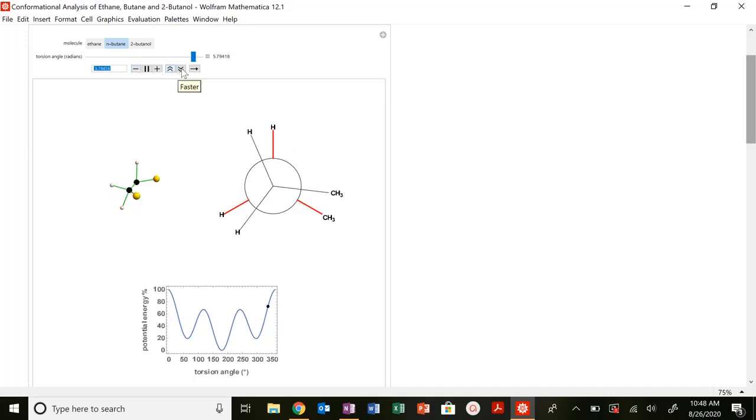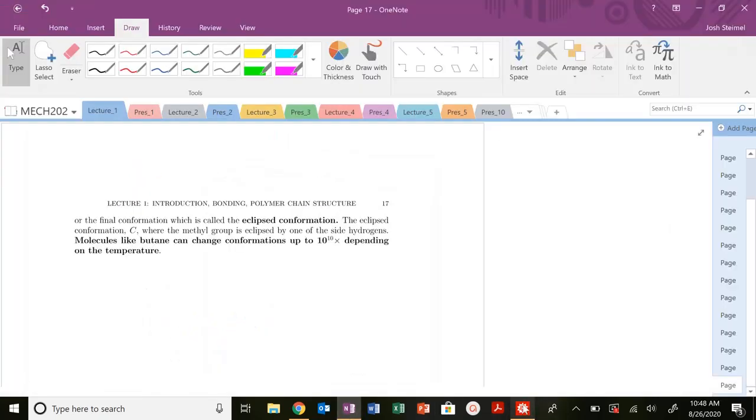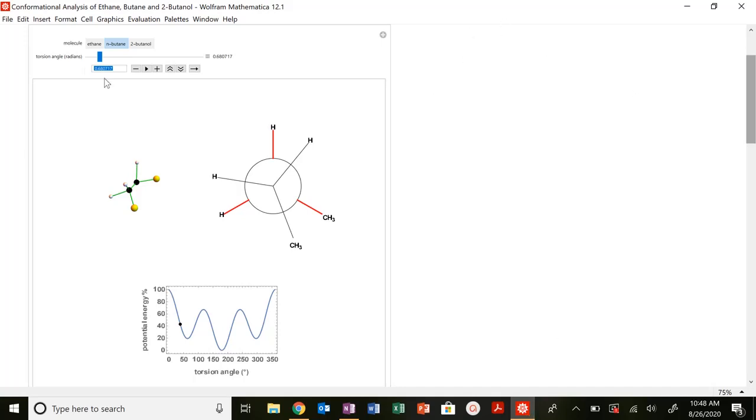Slow down. And let's actually control this. Oh, Mathematica's running wild on me. But anyway, you can see as it moves through these rotations, and you could play around with this notebook. As we rotate, see here, they're not fully in the trans state, but there's some distance between those groups from here to here.